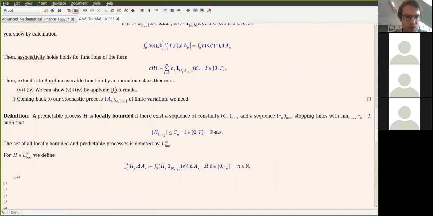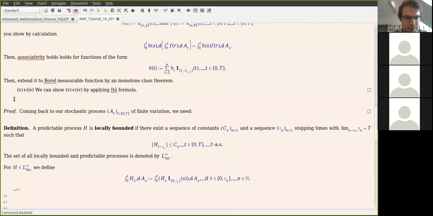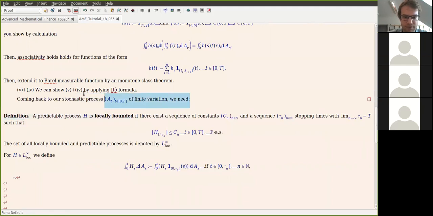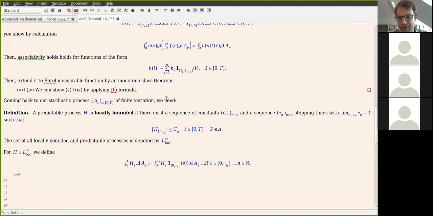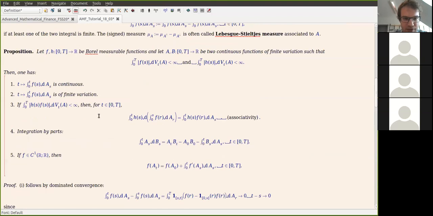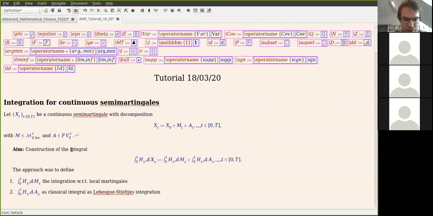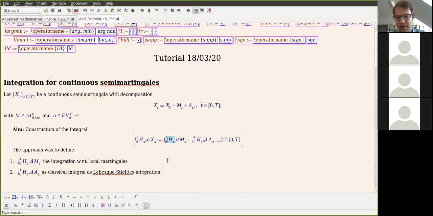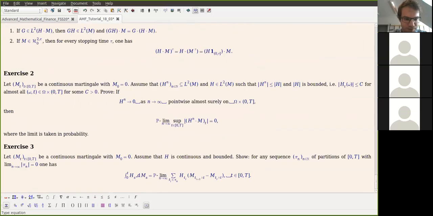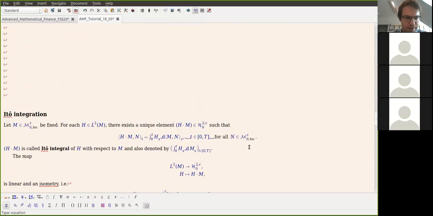And now we want to apply this deterministic theory to our predictable integrand H, right? So at the beginning what we wanted to do is define this. And if you recall, you realize that here we need some predictability of the integrand. So let us restrict to, sorry.